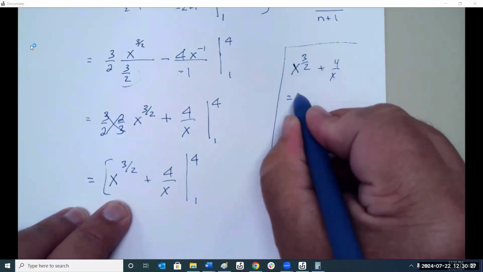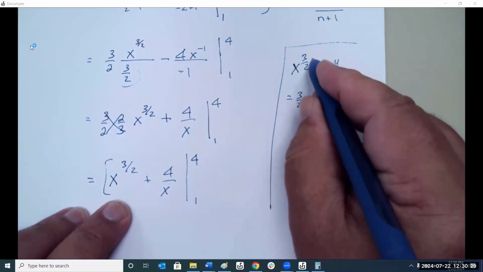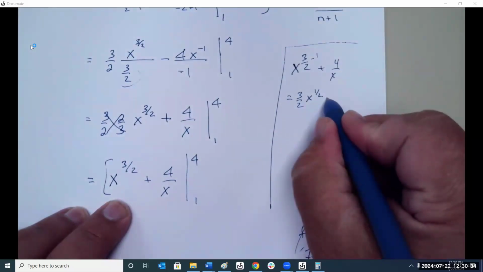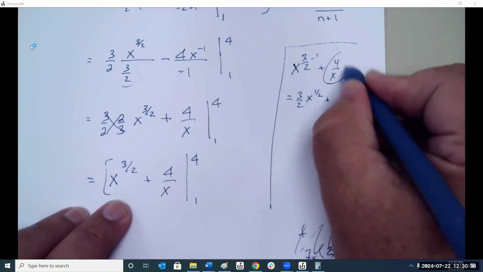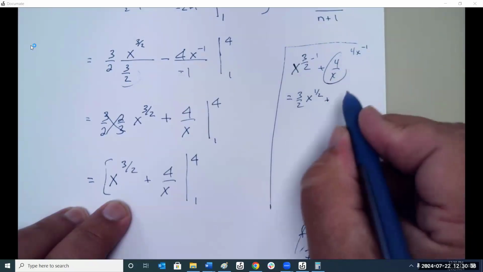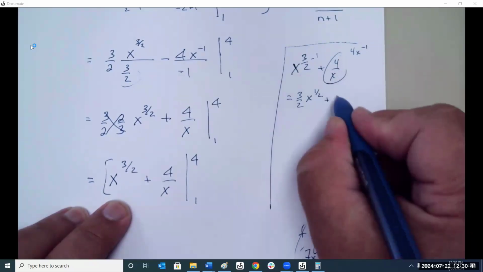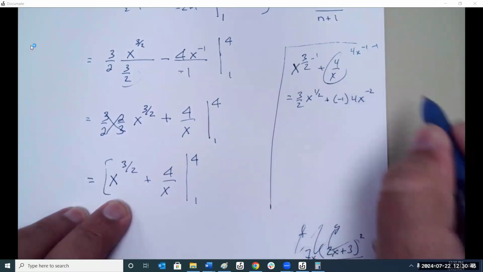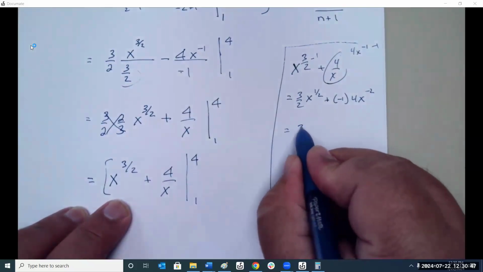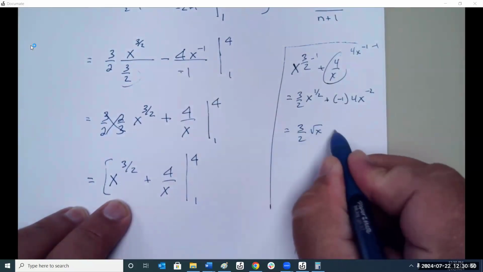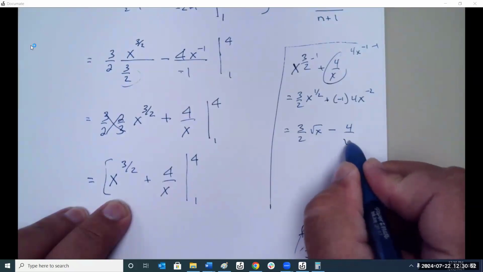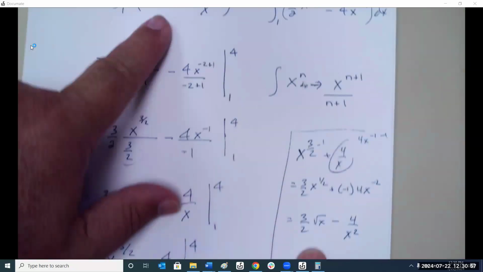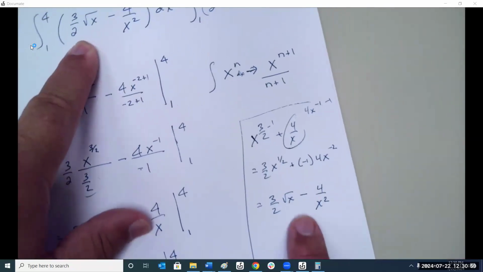The derivative of this one is 3/2 and minus 1 makes it 1/2. This one is 4x to the power -1, so the -1 comes down and you subtract 1. That gives 3/2 square root of x minus 4/x squared. So now as you see, that's how it works. That's how you test it.